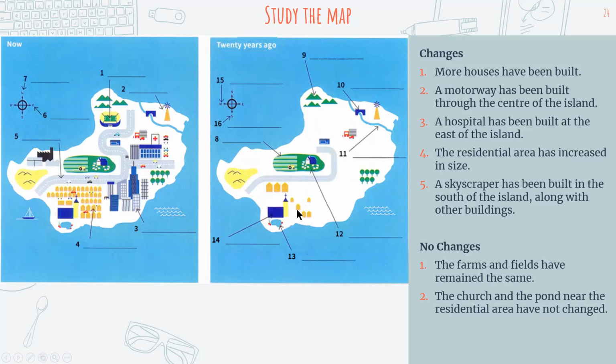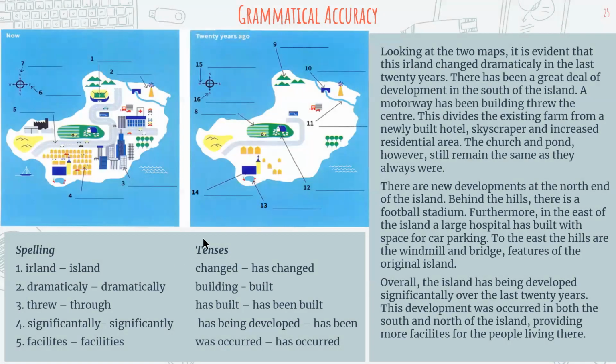Okay, so these are the changes that you need to report. The changes, what changed and what remained the same. This is what you are going to report. This is how you are going to build your report. Let's look at this. Looking at the two maps, it's evident that this island changed drastically in the last 20 years.